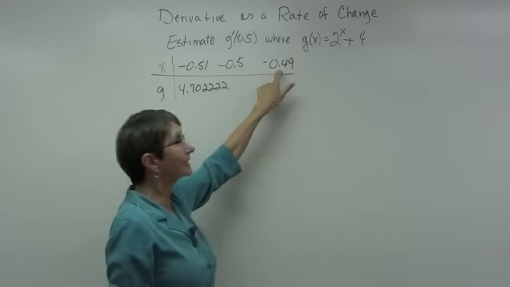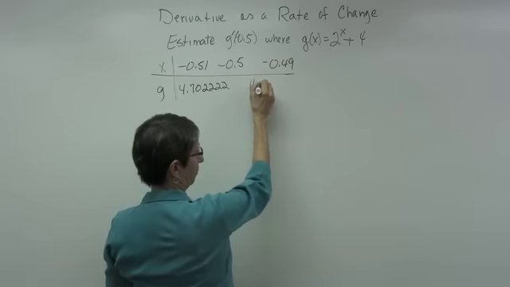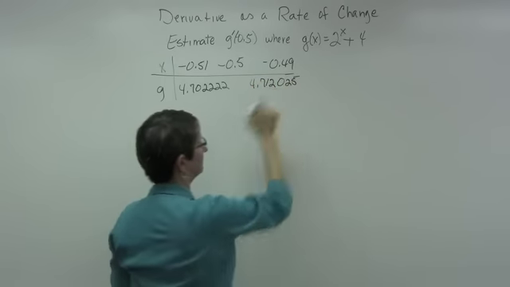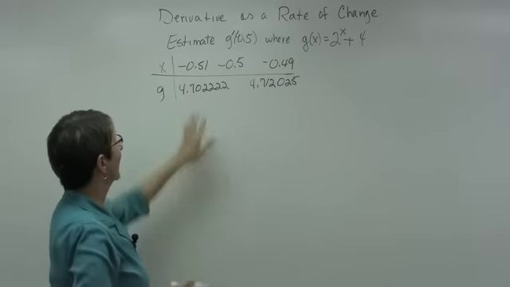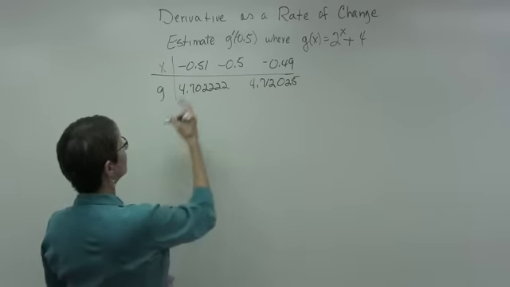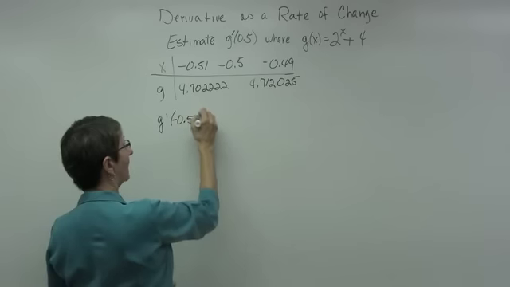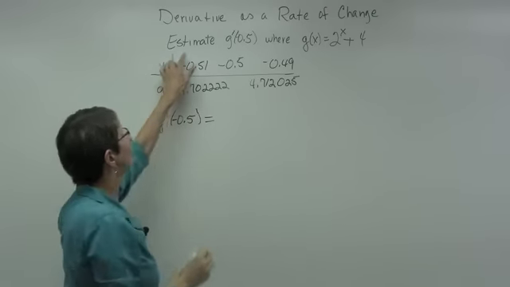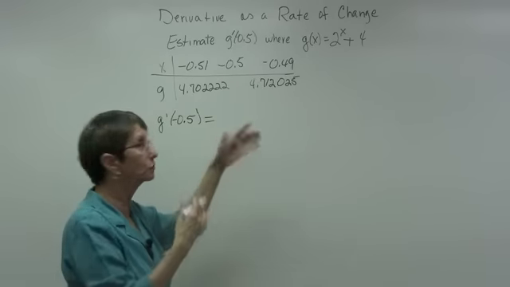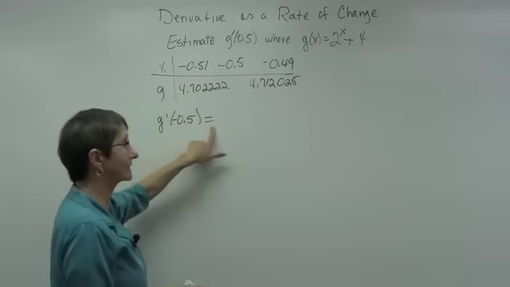If I plug negative 0.49 in, I get 4.712025. I did another 6 decimal places. And I'm now going to do the slope between these two numbers. So my derivative, g prime of negative 0.5, and I'm saying equals even though it's an estimate, because we could get perhaps slightly different numbers if we choose closer numbers or numbers further away from negative 0.5. So this is an estimate.